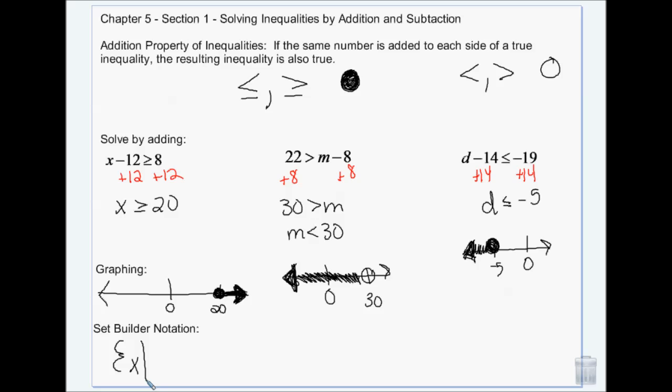Such that, x such that x greater than or equal to 20. What this says is x such that x is greater than or equal to 20.